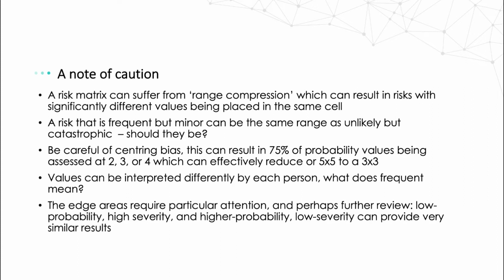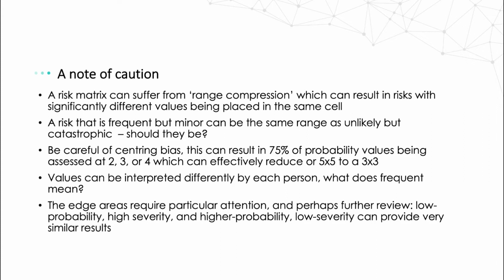Well, that range might have been compressed from, say, negligible to minor. The gap between those is not always obvious to people. A risk that is frequent but minor can be the same range as unlikely but catastrophic. So this is really interesting. What we're going to do is just pop back a slide and have a look at that.